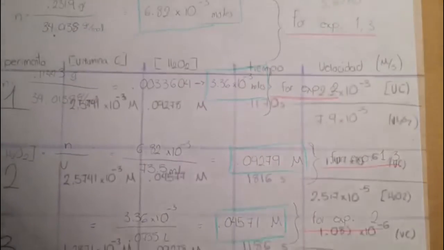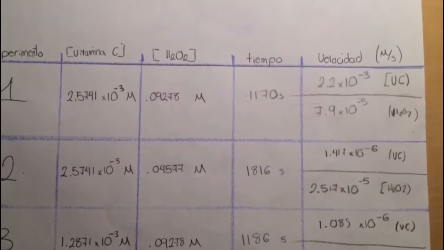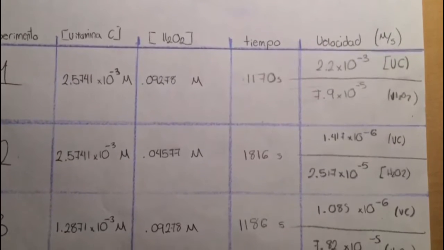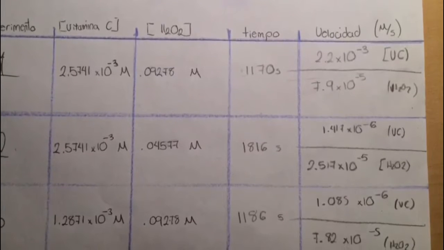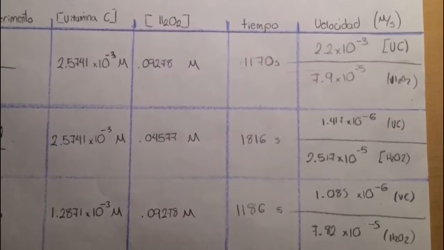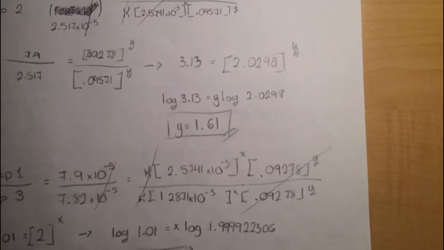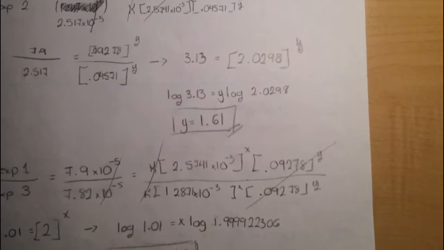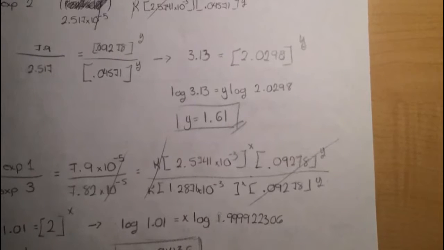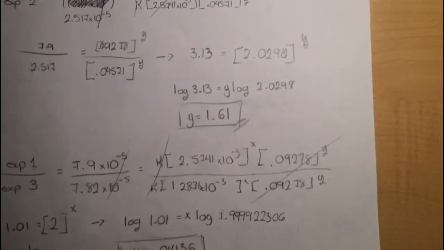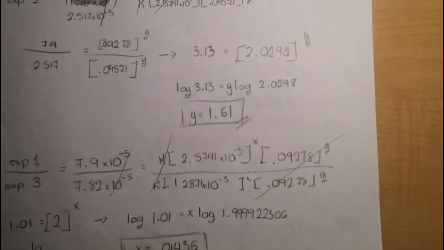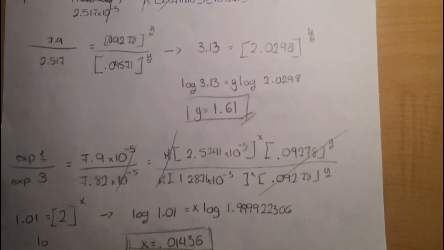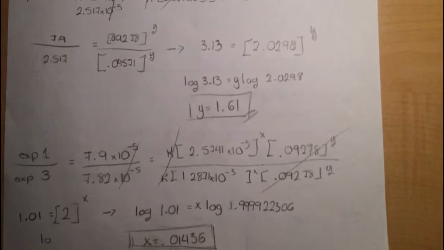Once we get the concentrations, we could use them in the chart and get the velocity of reaction, dividing the concentrations by the time that we got in the lab. Next, we can substitute the velocity of the reaction in the formula, get x and y. Once we get those, we were able to get the constant rate of reaction, which is expressed as K.